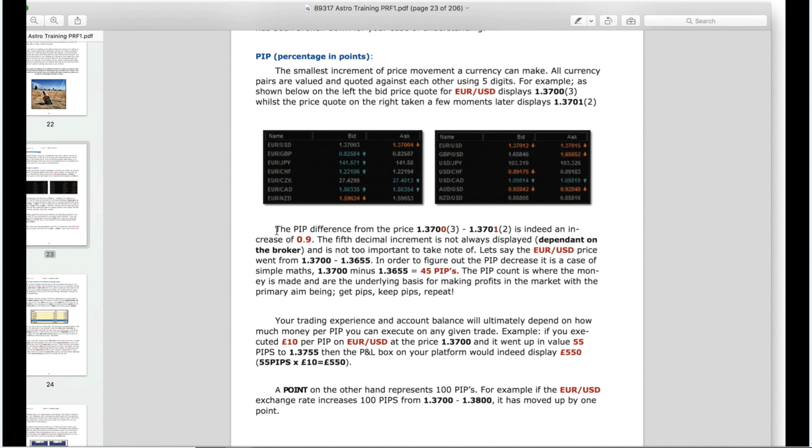Now, here, firstly, the pip difference from the price 1.3700, and I've put in brackets the 5th one here, 3, to 1.3701 in brackets 2, is indeed an increase of 0.9 pips. Now, the 5th decimal place, we can in fact just turn a blind eye to it. It is known as a pipette. Okay, the pipette is more or less a point of the actual pip. The 4th decimal place is the pip. Let me just get my whiteboard up again.